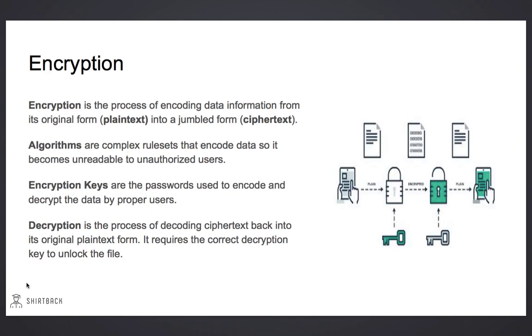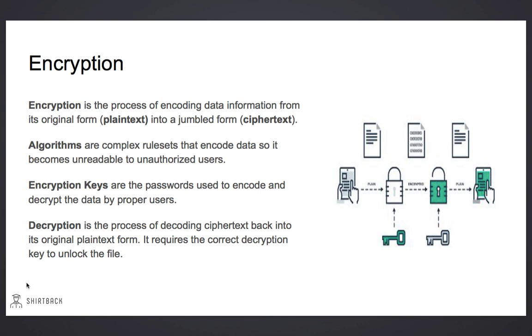Modern operating systems use encryption. Encryption is the process of encoding data from its original form, which we call plain text, into a scrambled form called ciphertext. Encryption uses algorithms. Algorithms are complex rule sets that we use to encode the data. This makes the information unreadable to unauthorized users. The encryption keys are the passwords that we use to encode and decrypt the data by the authorized users.